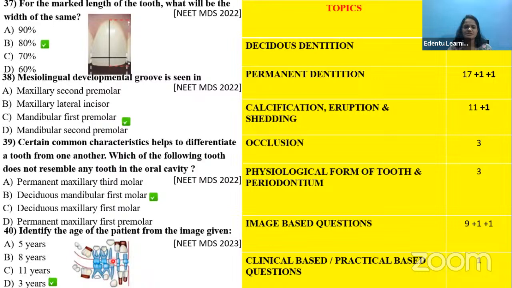Now again, an age estimation question, which is a primary dentition. Okay, so identify the age of the patient from the image given below. It belongs to 3 years. So we are putting all the age estimation questions under the eruption topic.